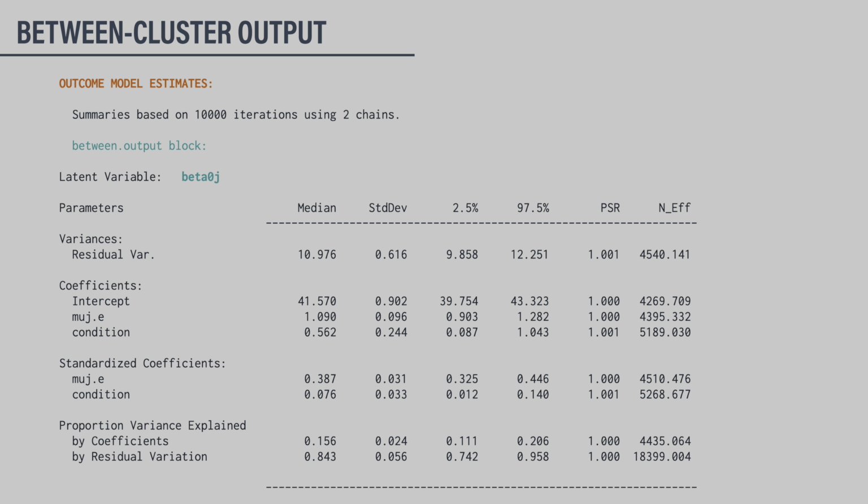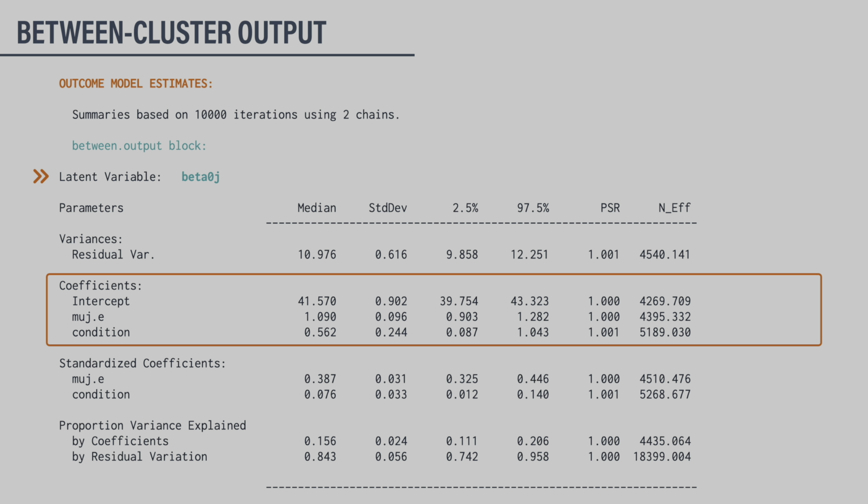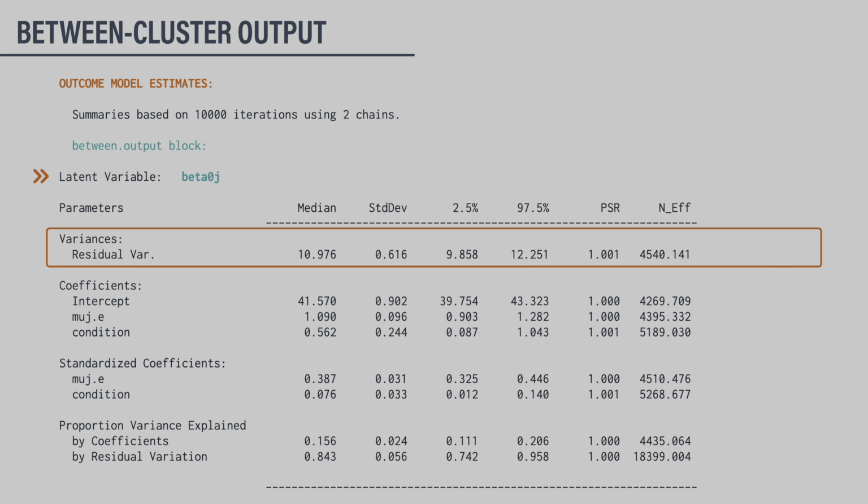This is a table of results for the beta0j random intercept latent variable. The intercept from the coefficients section corresponds to the fixed effect intercept in the linear mixed model, and the two slope coefficients capture the between cluster effects of the efficacy group means and the experimental condition. Finally, the variance is the unaccounted for random intercept variation at level 2.